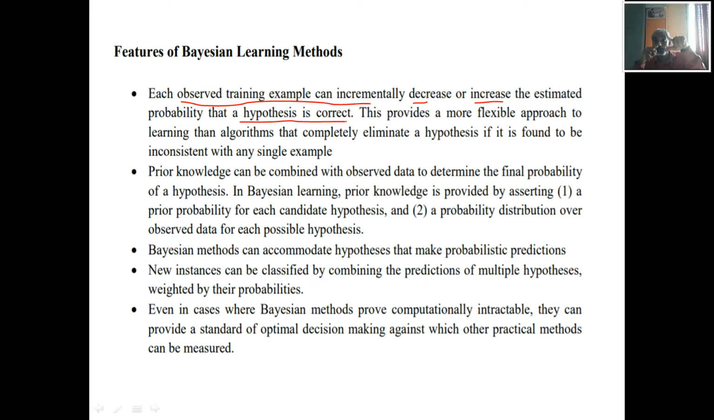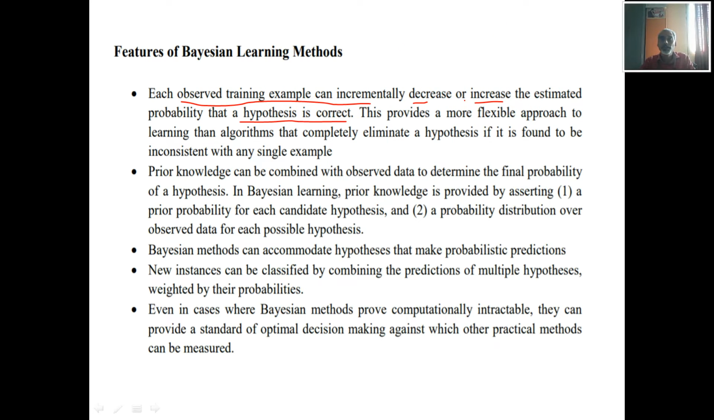So my hypothesis has decreased, the estimated probability of that hypothesis decreases. So I can reject that hypothesis, based on the observed training data. So that's what it said, that each observed training data either increases my estimated probability, whether that hypothesis is correct, or decreases it, whether the hypothesis is wrong. So it can either increase or decrease, but you can only judge based on the training example. So this is one feature.